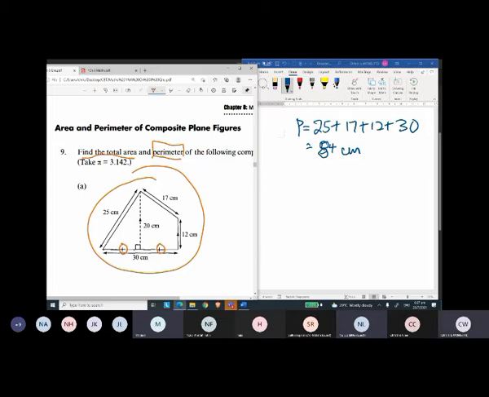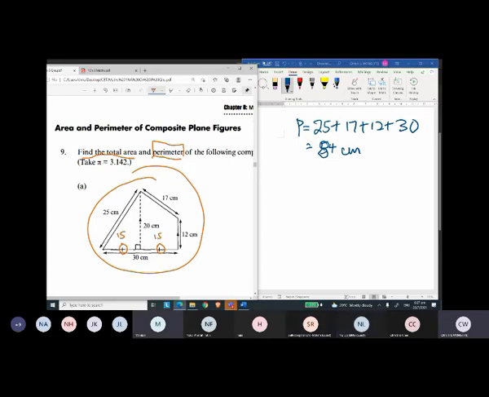So the total is 30. Can someone tell me what this mark means? Both sides are equal. Very good, both sides are the same. When both sides are equal, they are what? 15 and 15.